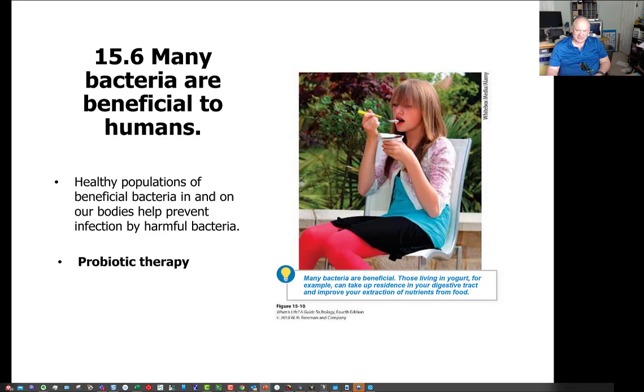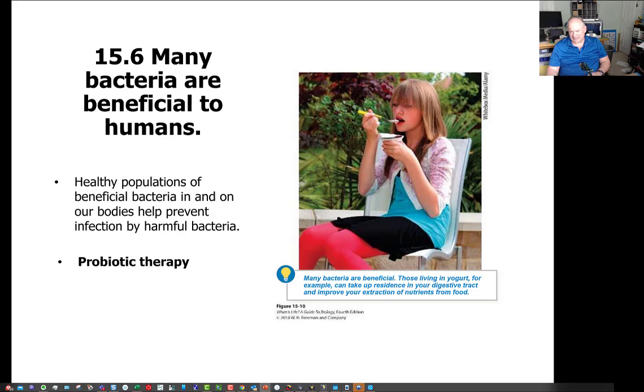Many bacteria are beneficial. We need to have certain types of bacteria. These probiotic bacteria are really, really important. You get probiotics from pretty much any drugstore, various places. There are several different organisms, acidophilus, bifidobacteria, that are beneficial. There's all sorts of ones.